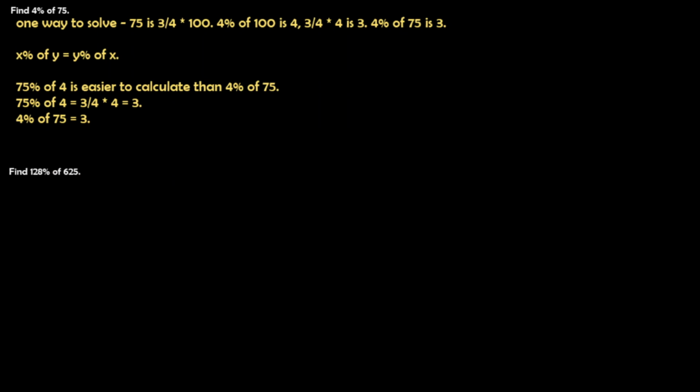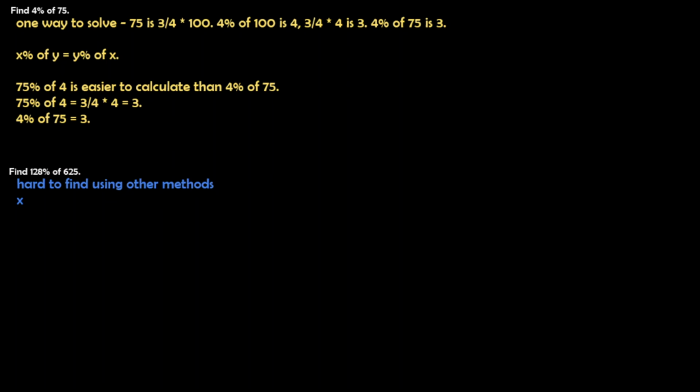Now let us move on to the next problem. Finding 128% of 625. So it is hard to solve using the method from before, even if we do 625% of 128. So there is one method that we can use which will make it easier.